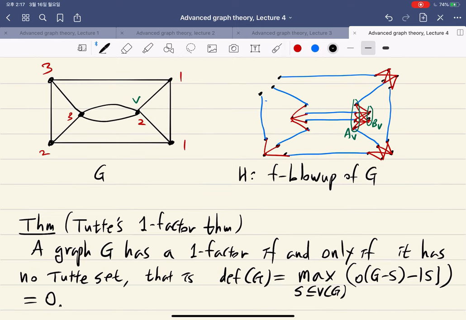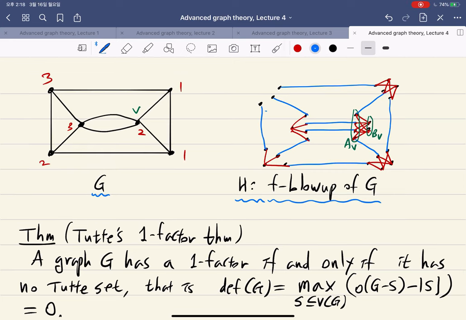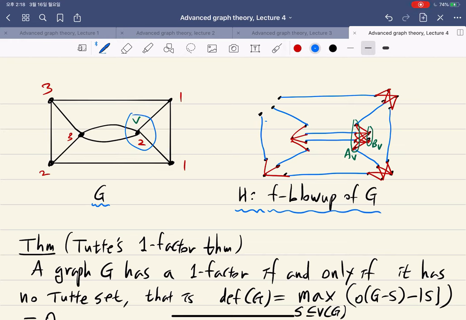And for that, we define this f-blow-up. In this graph H, which is an f-blow-up of G, it's easy to see that if we have a 1-factor in H, then we can find the f-factor in G. And how did we define it? If we have a vertex v which has degree 4 but the f value 2, then we define the excess degree, which is 4 minus 2, which is 2. So you take the degree and you subtract the f value. And then you put degree-many vertices in here as A_v, and excess-many vertices in here as S_v. And then you put a complete bipartite graph between them.